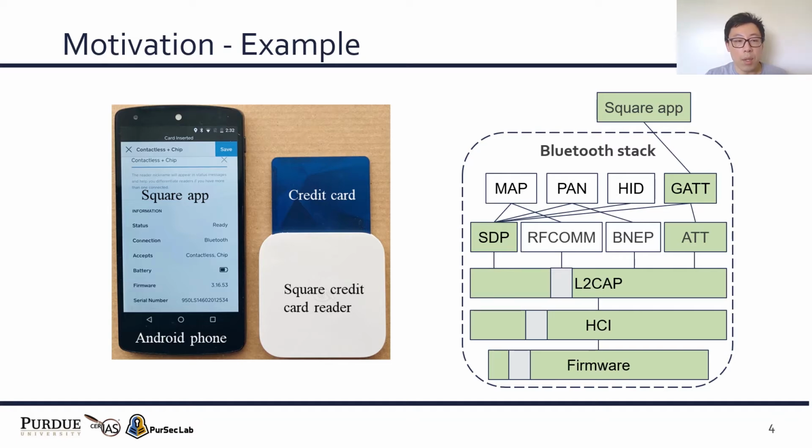The Square app only uses the GATT profile and related protocols to communicate with the Square credit card reader to read the information of the credit card. Therefore, the other profiles and protocols can be removed without affecting its functionality.